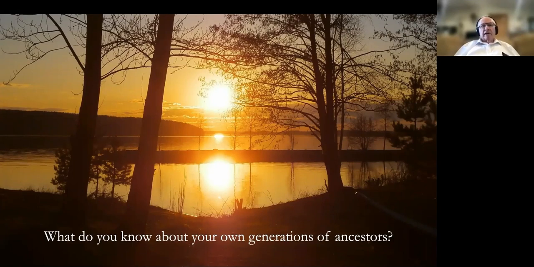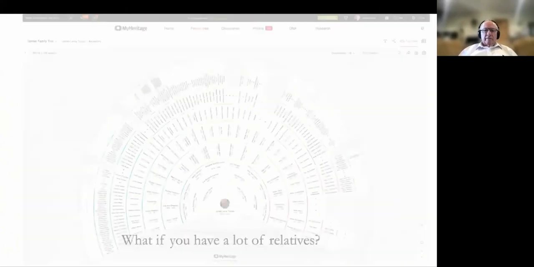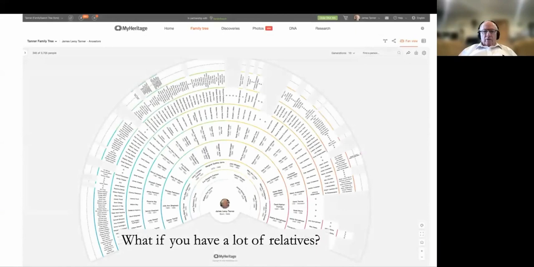How well do you know where they lived, how they lived, who they were, what they did for a living, how they managed, where they went to school, the kinds of things that you'd want to know about a friend. And so these people then become your relatives and your friends, and you get to know them as you get to know them. So here's the question: what if you have a lot of relatives?